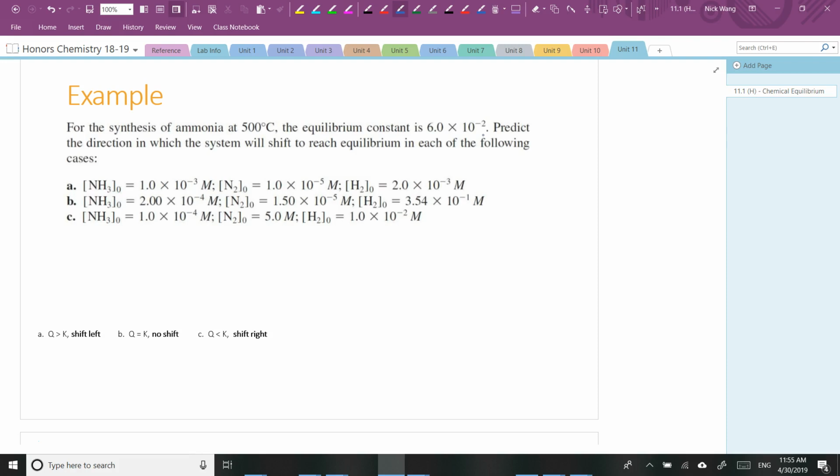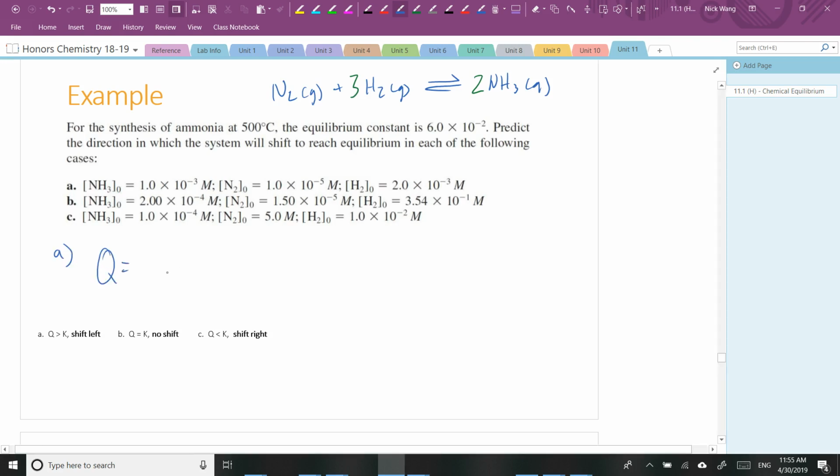As you might have acknowledged, there is no equilibrium equation given to you, but it is talking about the synthesis of ammonia. So we're making ammonia. And as you can imagine, this is going to be the same equation that we saw on the previous slides. Let's write it in. Boom, just like that. So for part A, let's go ahead and calculate Q. Q is going to equal the initial amount of NH3 squared, that's given to us right here, 1.0 times 10 to the minus 3 molar squared, divided by N2 raised to the first power, so that's 1.0 times 10 to the minus 5 molar.